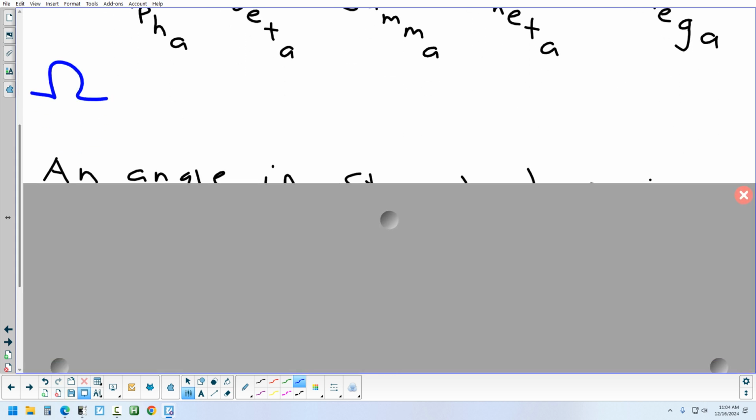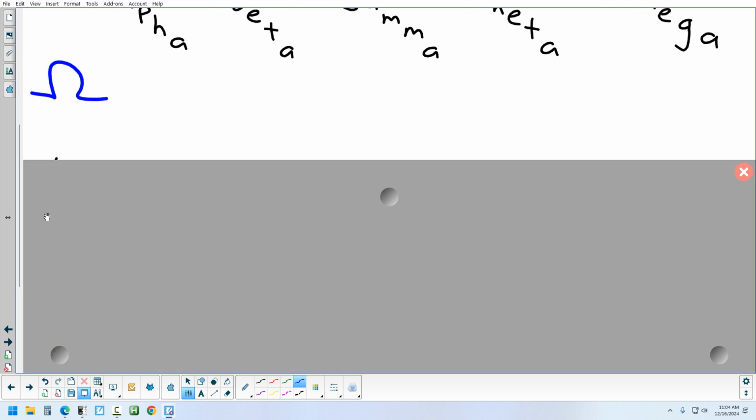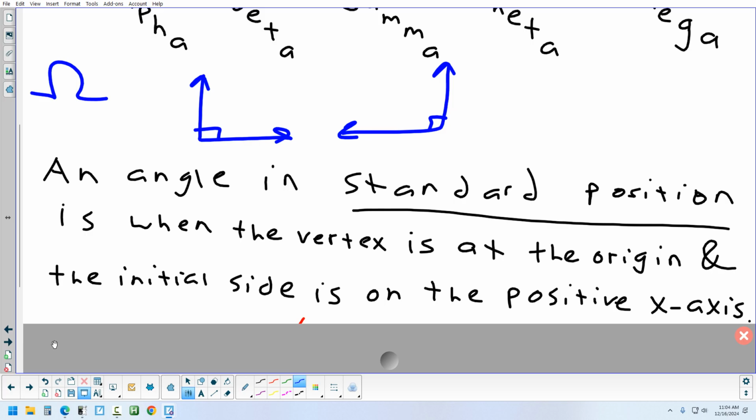So, if I asked you to sketch a 90-degree angle, some people might do that. Other people might do this. They're both right. But what we would like is a way for everybody to sketch a 90-degree angle and have it with the same orientation. So that's where standard position comes in. Standard position is a way of drawing an angle so that everybody's angle looks the same.